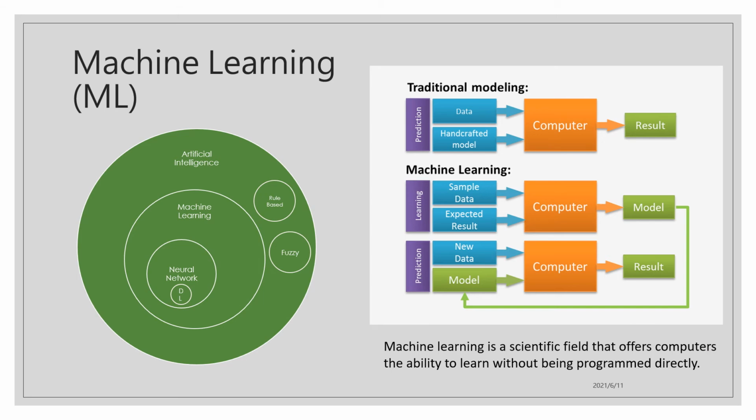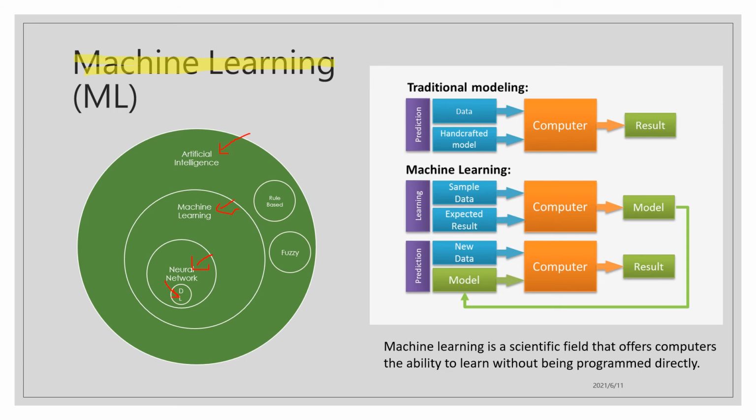So in our project, we are using deep learning here. It's only a subset. It's a subset of neural networks, and neural networks are a subset of machine learning, and machine learning is a subset of artificial intelligence. So again, what is machine learning?